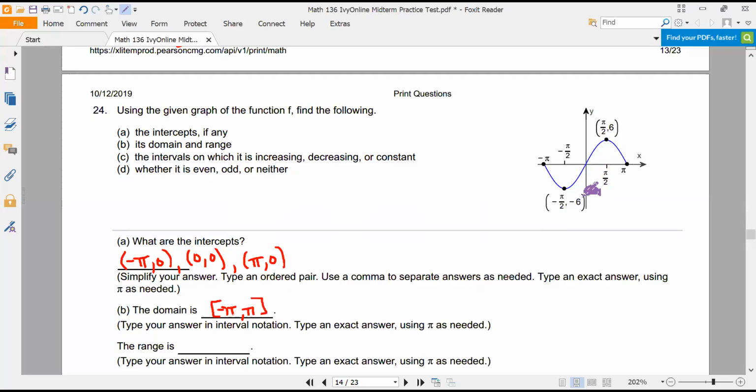The lowest our graph gets is -6. The highest the graph gets is +6. So that's my range. And again, those values are included. They're not open circles. Now we look at where the graph is increasing or decreasing.